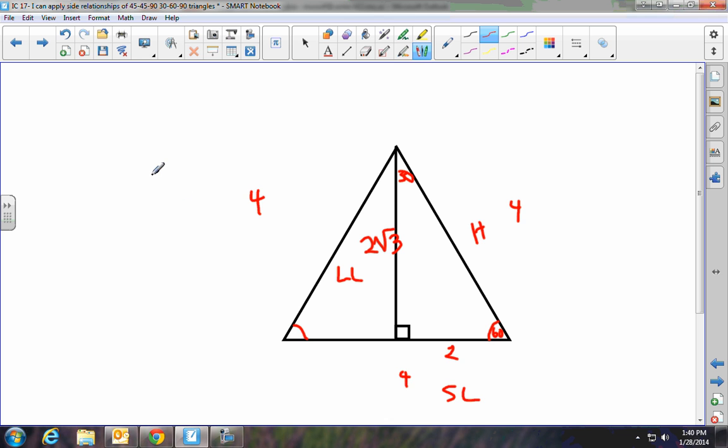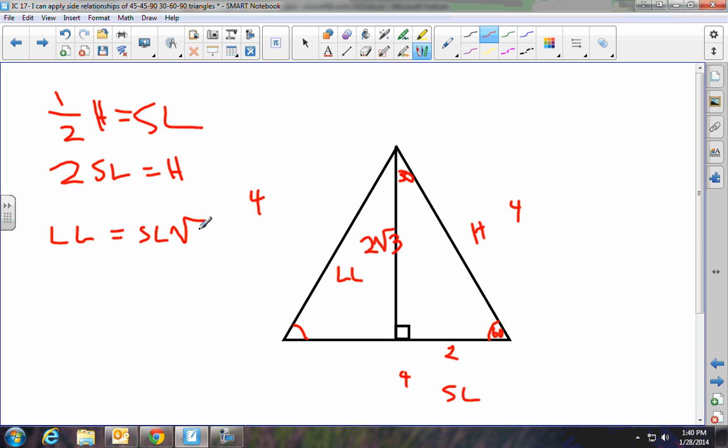Okay? So I guess the easy way to remember is that half the hypotenuse equals the short leg, or we could say 2 times the short leg equals the hypotenuse. Okay? We could also say that the long leg is equal to the short leg times radical 3. Or we could say that the short leg equals the long leg, not times, but divided by radical 3.